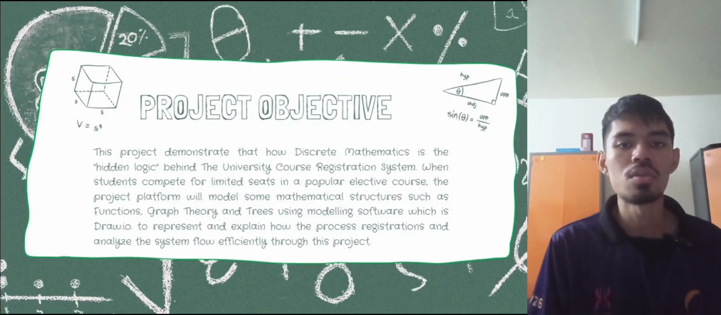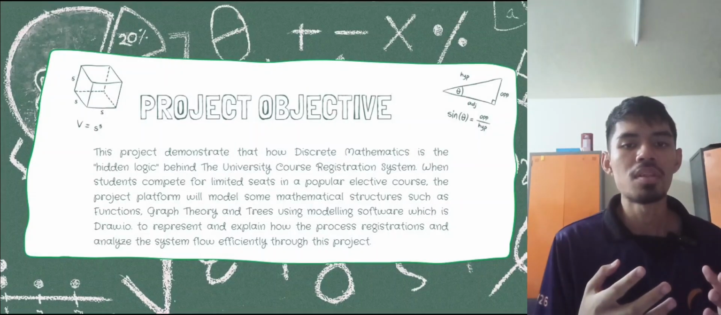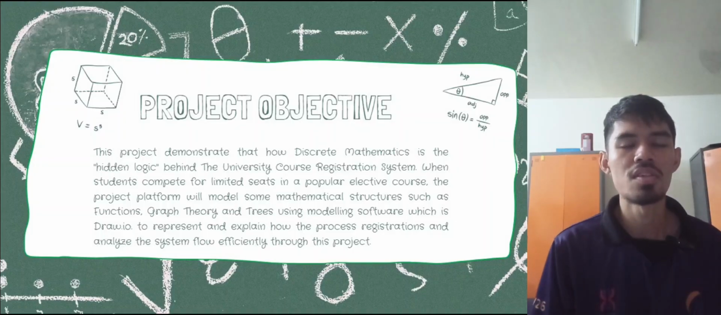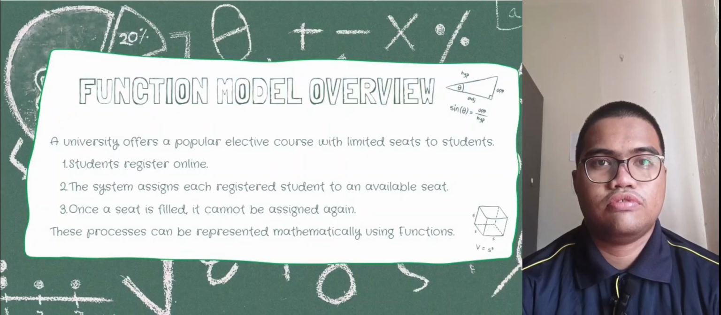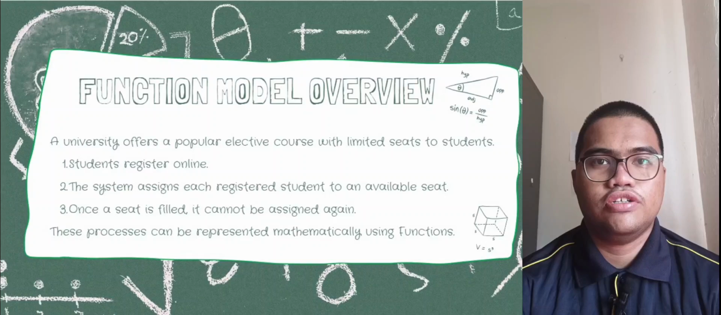Since students need to compete with each other to get their subjects, we have applied some modules and mathematical structures to explain how discrete mathematics relates to the course registration system. It's about function and its types. This is the overview of the module. It describes how exactly a university allocates student seats.